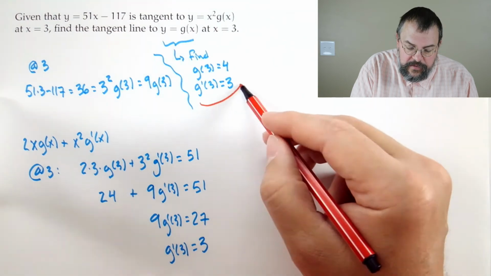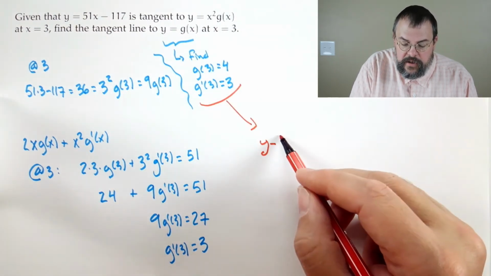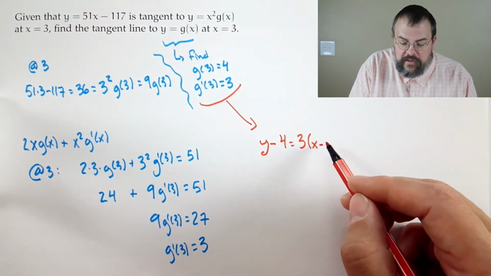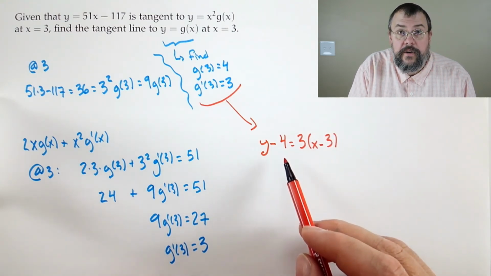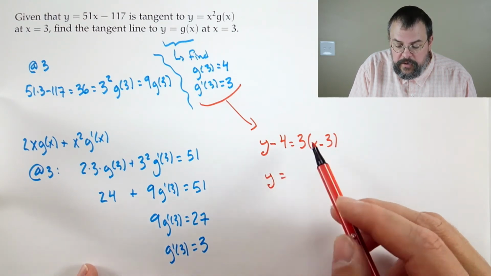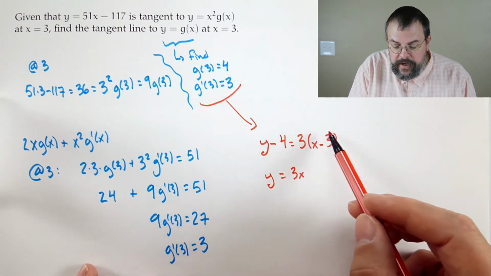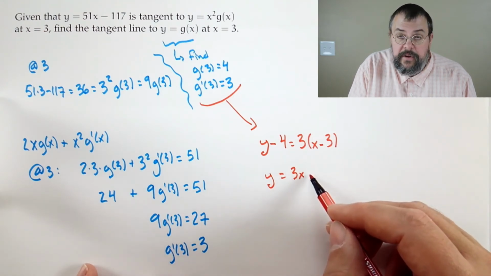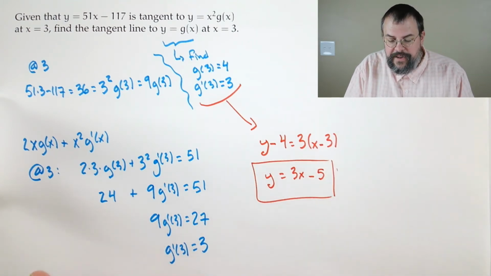Well, now that we have this information, we can say y minus our y value is equal to our slope times x minus our x value, which is 3. So the slope is 3, x value is 3, y value is 4. Or we could say y is equal to 3x, then we have minus 9, 3 times 3, and then we're going to add 4. Minus 9 plus 4 is minus 5. 3x minus 5. And there we go.